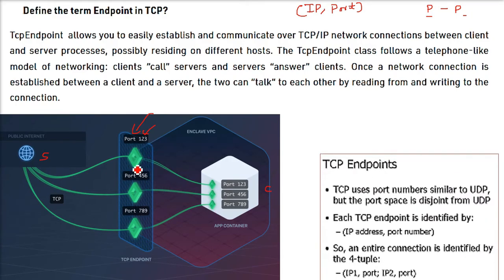TCP uses port numbers similar to UDP, but the port space will be disjoint from UDP in TCP endpoints. Each TCP endpoint will be identified by an IP address and a port number, which I just told you. So the entire connection will be IP and port for the server, IP and port for the client. It will be a 4-tuple.